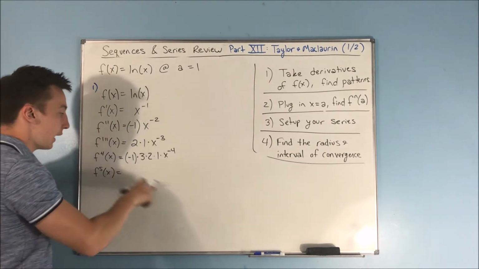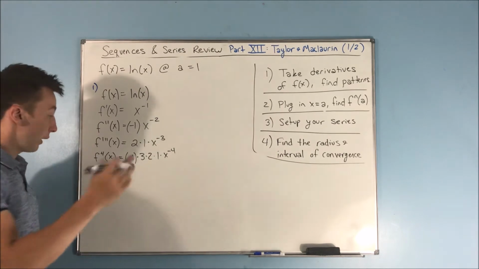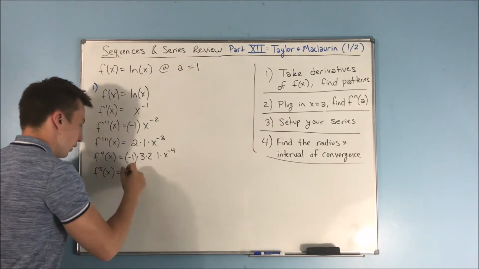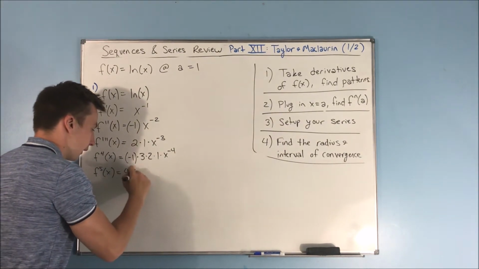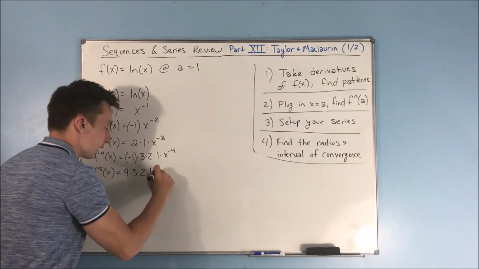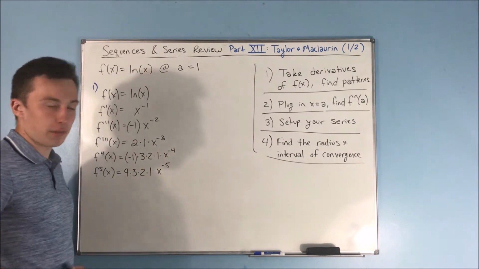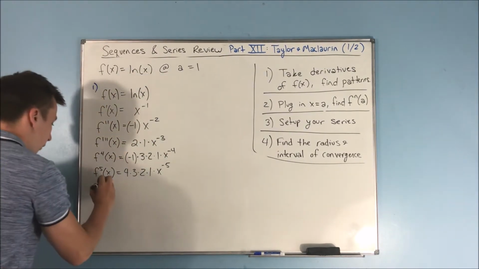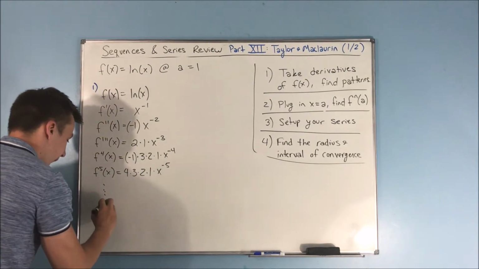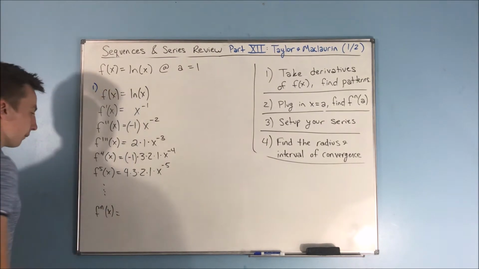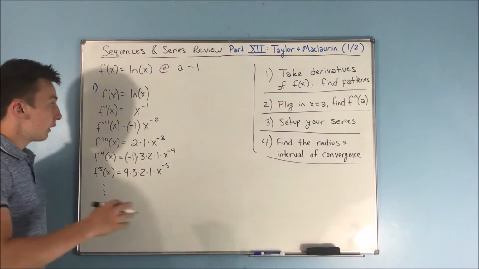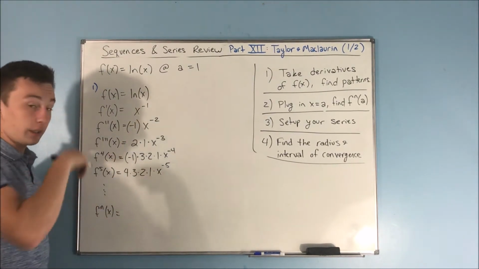This -4 comes down, and it's going to get rid of that negative on the 1, so you have 4 times 3 times 2 times 1 times x to the -5. So you have a 4 factorial times x to the -5. Now, let's do the nth derivative of x. Let's see what kind of pattern we got going on here.